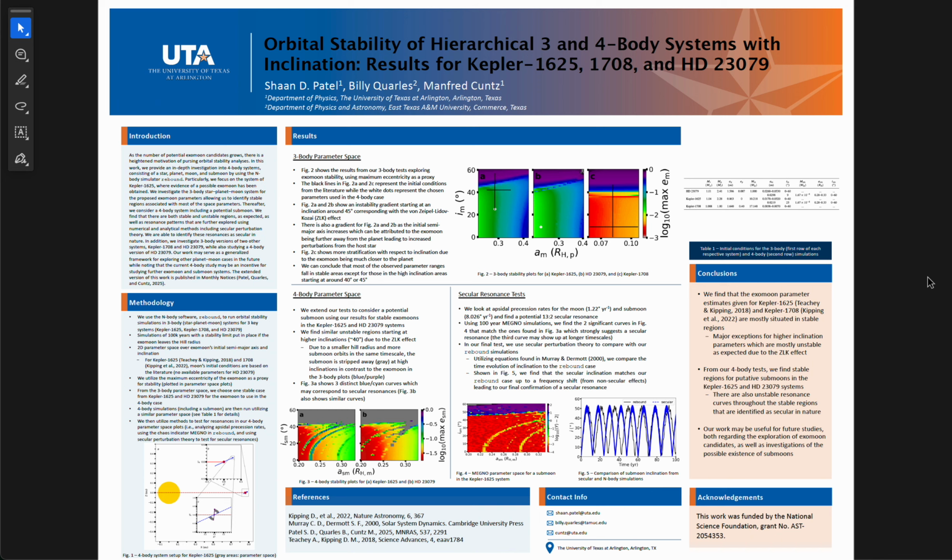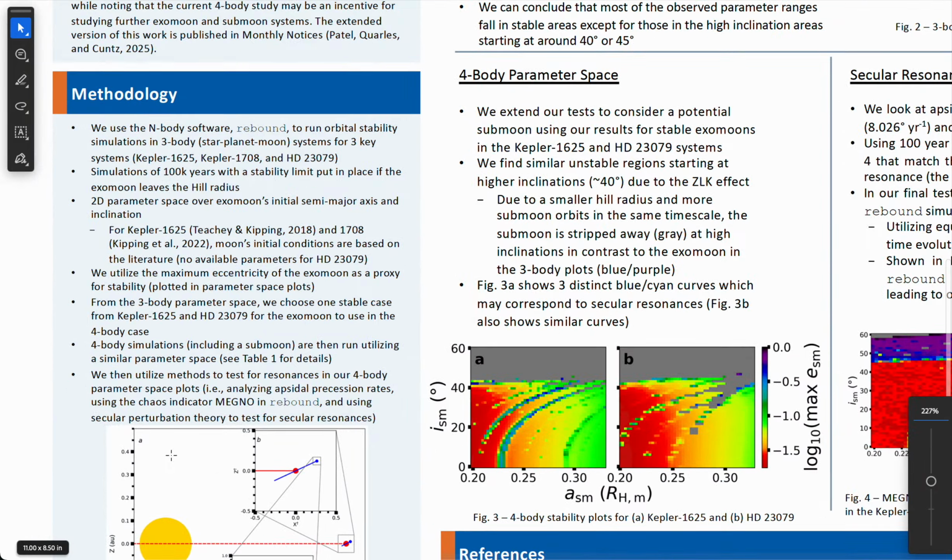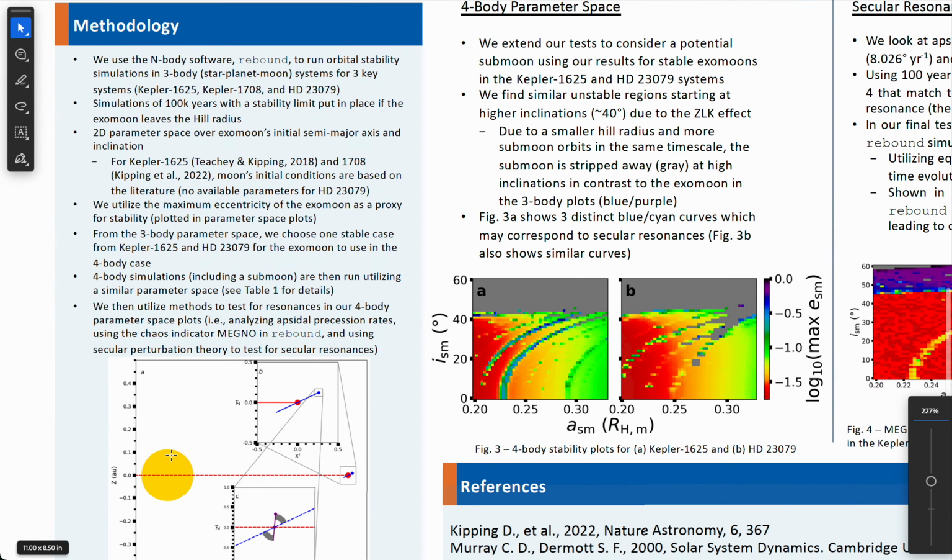for HD 23079. Moving on to the methodology, we run a 2D parameter space of n-body REBOUND simulations exploring the exomoon's initial semi-major axis and inclination. The exomoon's parameters are taken from the literature for Kepler 1625 and 1708. These simulations are run for 100,000 years with a stop put in place if the exomoon leaves the planet's Hill radius, automatically marking the moon as unstable.